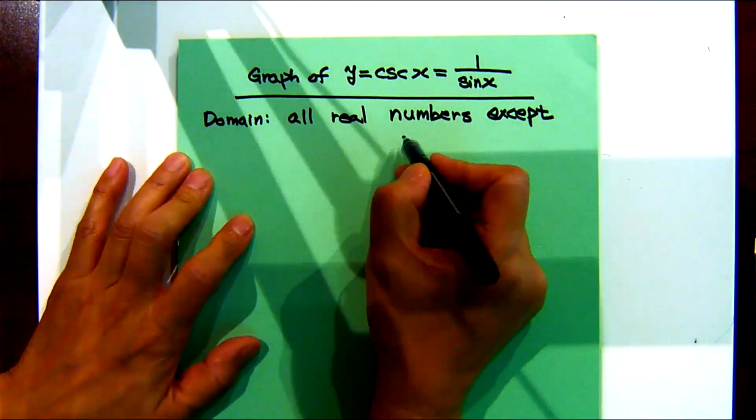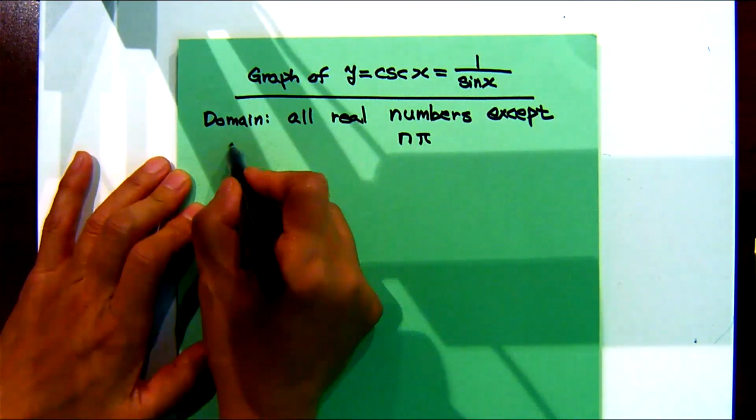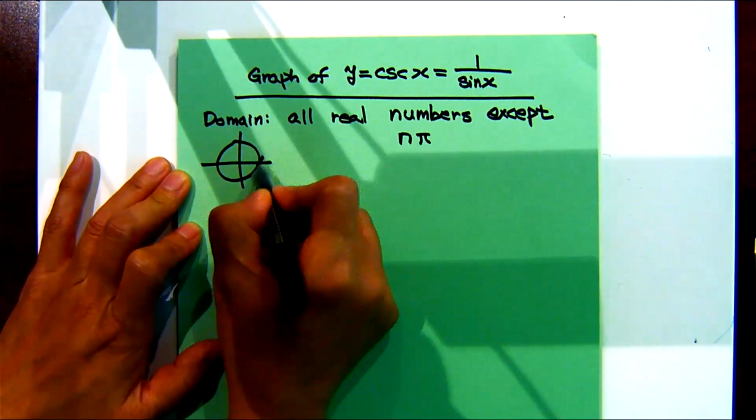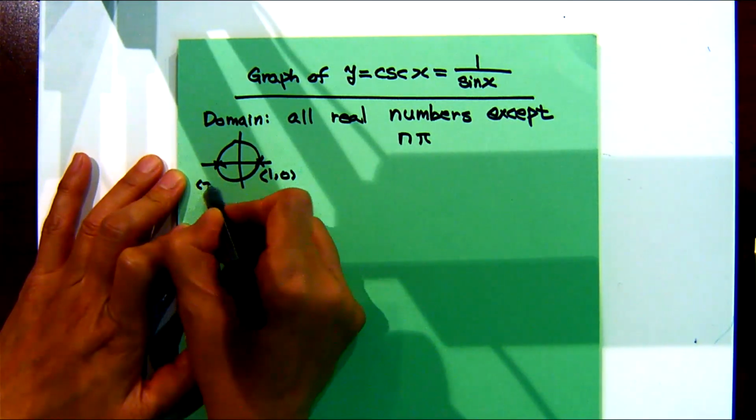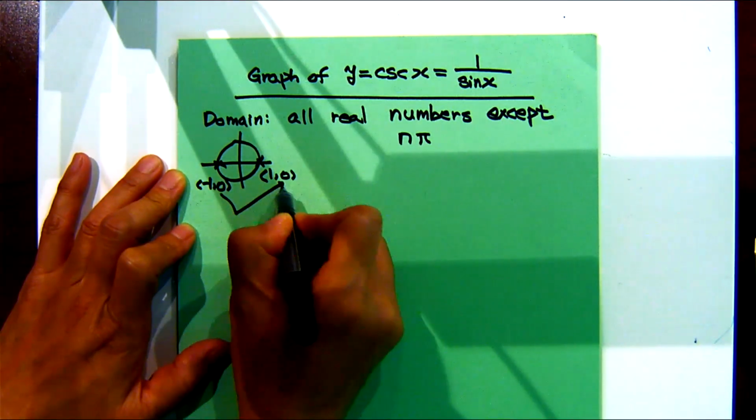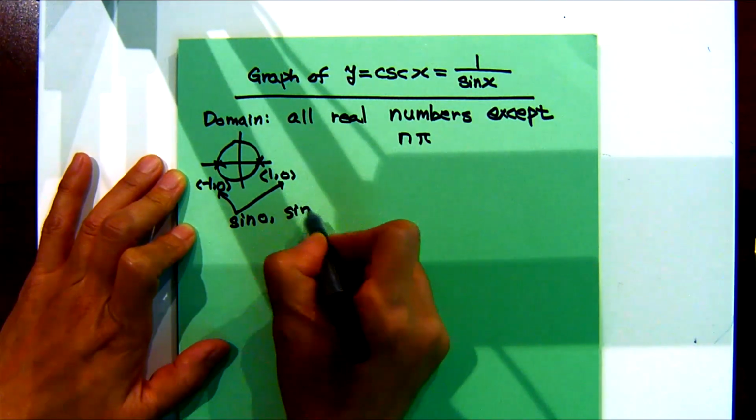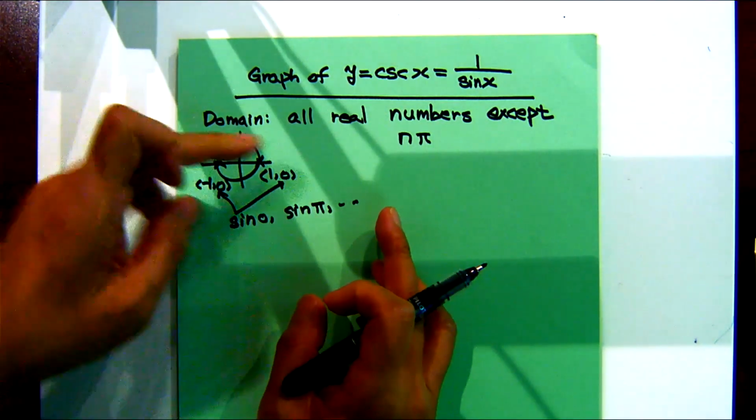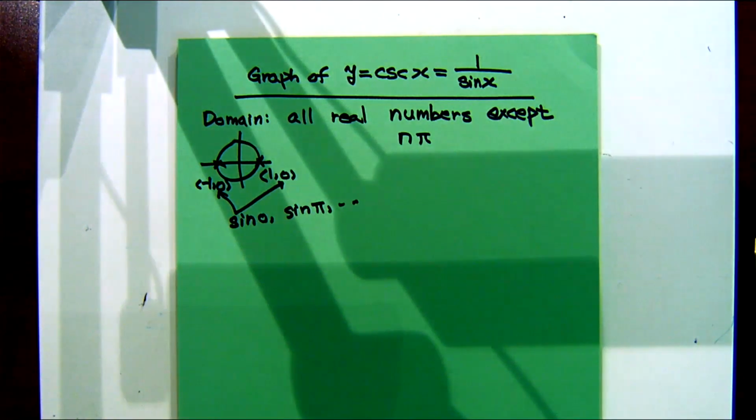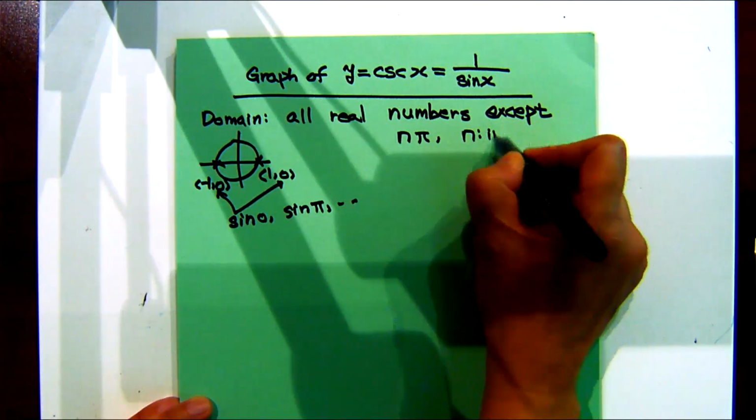Whenever the sine value equals 0, that means n times pi. You can think about the unit circle. And again, this one is this time (1, 0), and this is (-1, 0). And these zeros are sine of 0 and sine of pi, and so on. Sine of 2 pi will be here, 3 pi is here, and so that is an integer multiple of pi. So the domain is all real numbers except n times pi, when n is an integer.